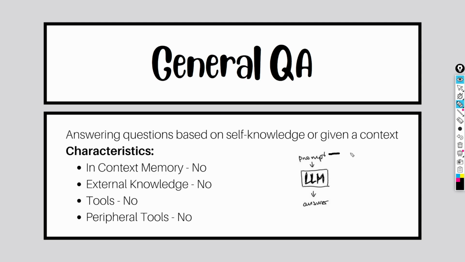All you need to do is provide your prompt to an LLM and then you'll get your answer. But it doesn't have any of these. Now what if you want to remember some of the context you had, like a conversation?